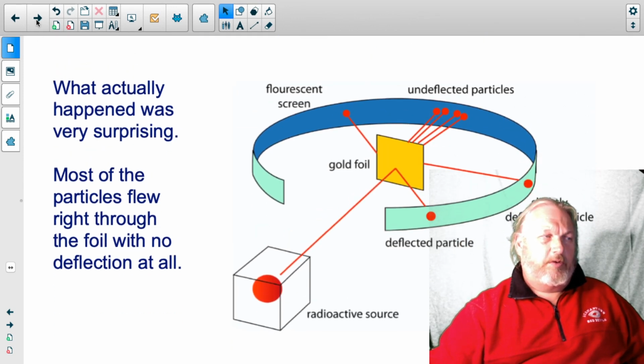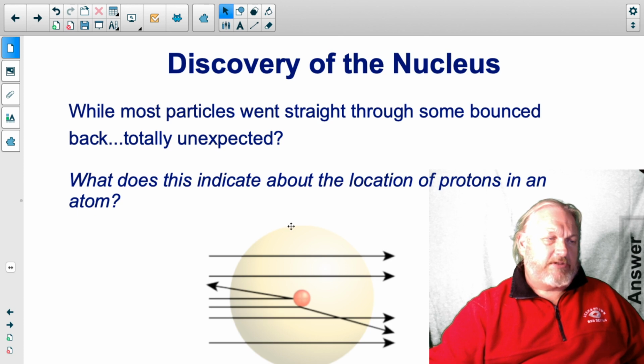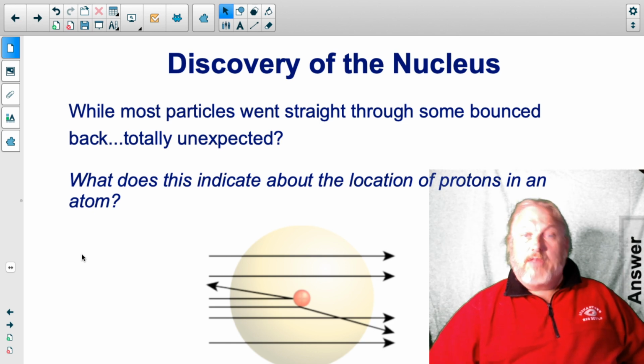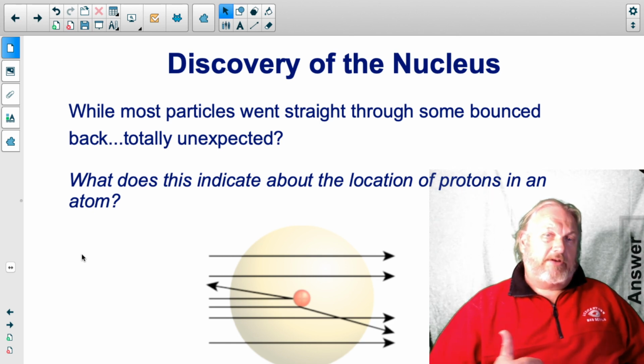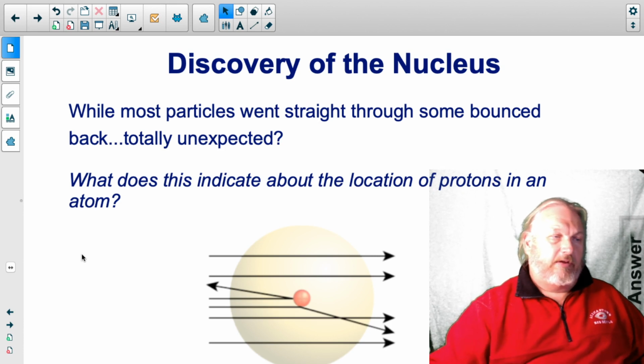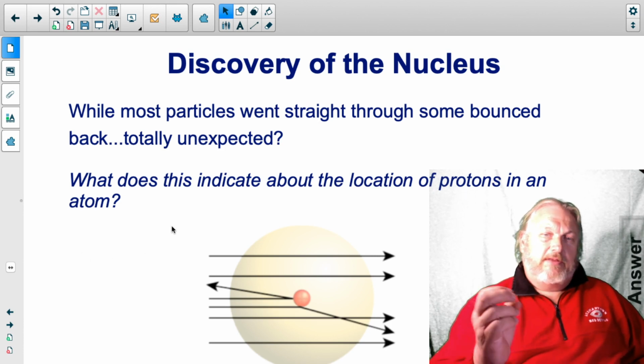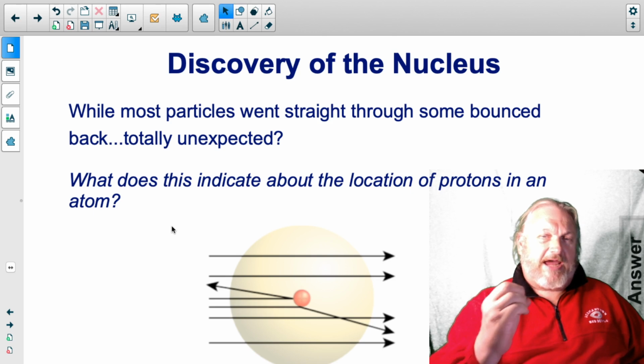But what was really amazing is that most of them went through, but every so often, one would bounce right back at them. This was totally unexpected. So what did this indicate about the locations of protons in the atom? That they were packed closely and tightly together.